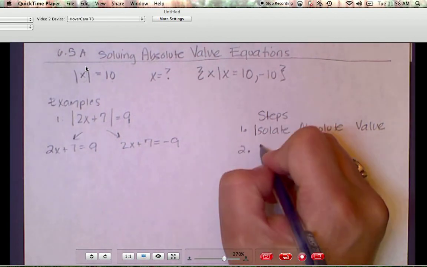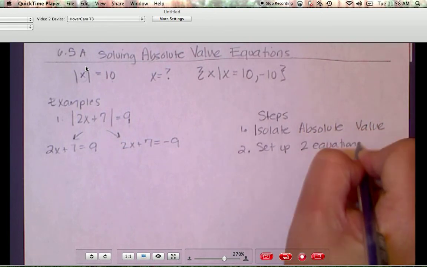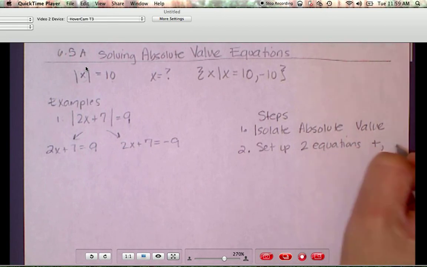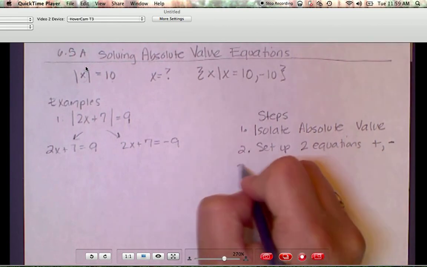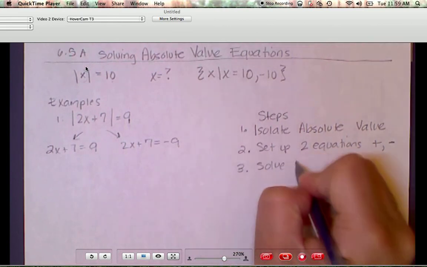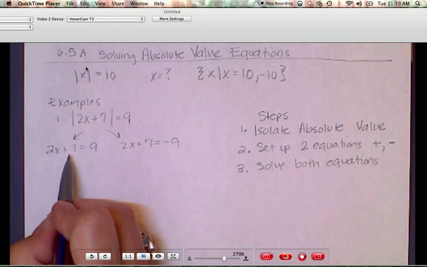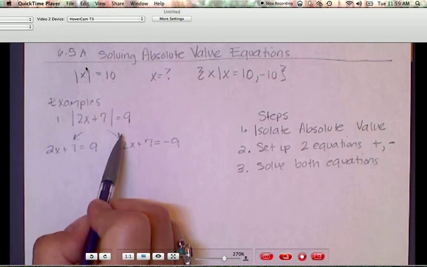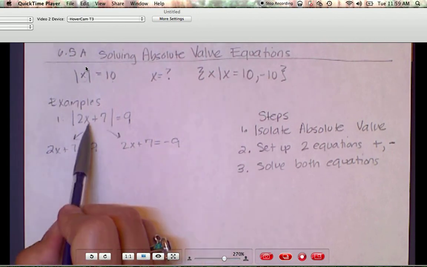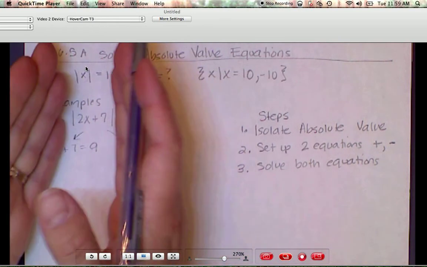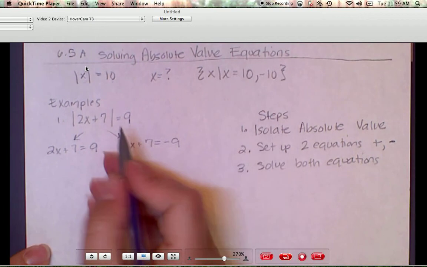Once you isolate it, then number 2, you need to set up two equations. One is going to be equal to the positive of the value on the right. One is going to be equal to the negative of the value on the right. And then number 3, solve both equations. So notice when we split it into two equations, the absolute value bars have dropped out. Okay, you don't want to confuse yourself further. So once these two absolute value bars split and make the two equations, here are our two equations. So then we want to solve both of them.